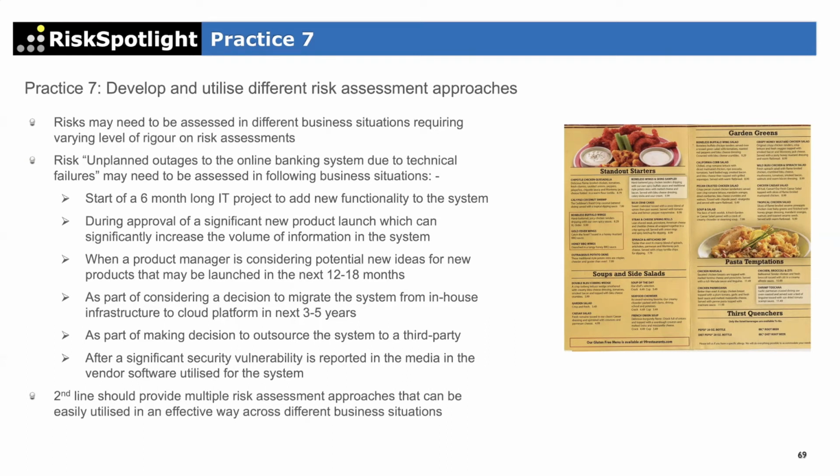So there needs to be a menu of risk assessment approaches available, and not just one way as the only way, because then it will work in some cases, but it will most likely not work in most cases. Here's an example. If you have an operational risk in your risk register called unplanned outages to the online banking system due to technical failures, then that risk may need to be considered when you're starting a 6-month-long IT project where some new functionality will get added to the online banking system. So that project team will need to consider that whatever change we make, we don't want to cause unplanned outages of our online banking system.